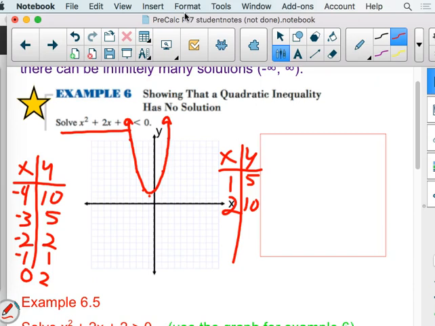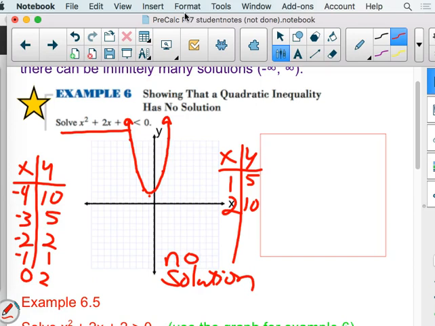So the whole reason this has no solutions is because it never reaches the x-axis. So there's no way that the y value can be less than 0. So another question would be, how can we make one where we would have to put all real numbers?